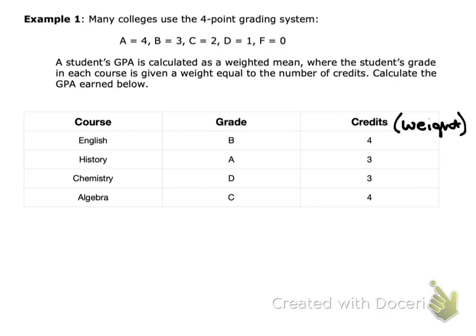We need to calculate the earned GPA. So let's look at the point values. A B we said was 3. So in English, they got a grade of 3. In history, a grade of 4. In chemistry, a grade of 1. And in algebra, a grade of 2. Then we have all the weights, and that's what we need to add up for our sum of the weights. So when we do 4, 3, 3, 4, we get 14.